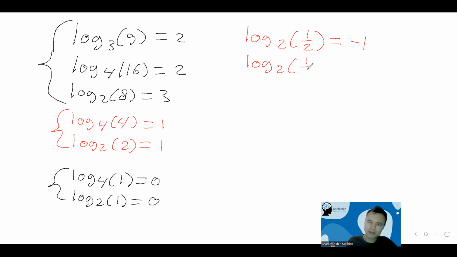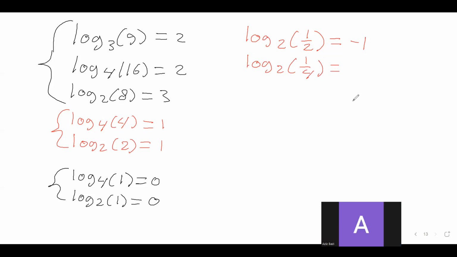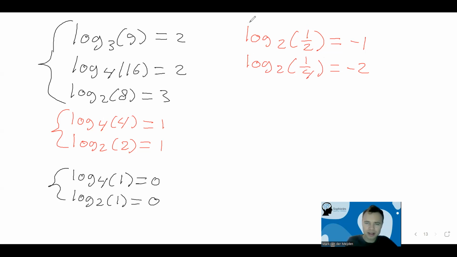Log 2 1/4. What would that be? -2. Yes, very good. Because 2 with the power of -2 is 1/4. So the outcome of a logarithm can become negative.